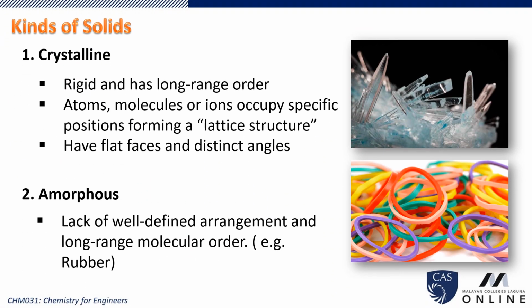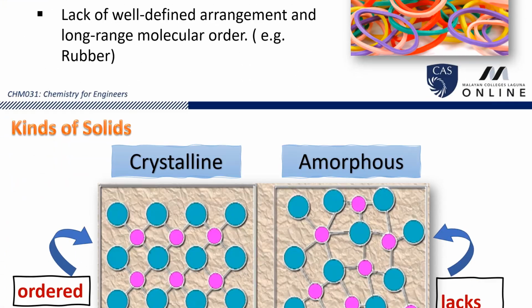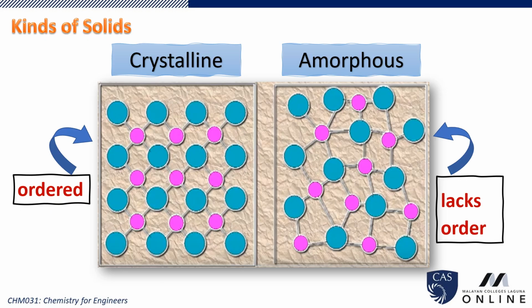Solids are classified into two types. We have crystalline solids, which are ordered, and amorphous solids, which lack order. This distinction is fundamental in material science. In crystalline solids, particles are arranged in a regular repeating pattern, while in amorphous solids, there is no long-range order, leading to an irregular structure.